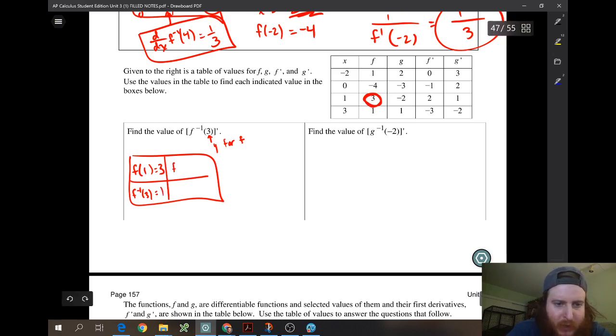Now, f prime of x, if I had a formula, I would write it as a formula. But if it's a table, we don't even have a formula. It's just from the table. So we can skip that line. And now we're going to do f prime of, remember, we do f prime of 1. So f prime of 1 is going to be 2. So we're going to get 2 here. So our answer is 1/2.